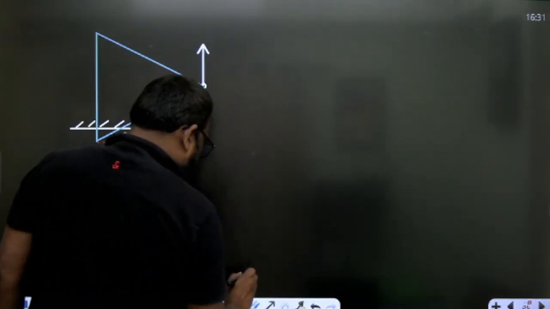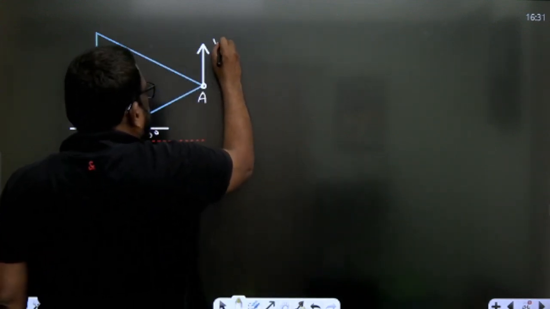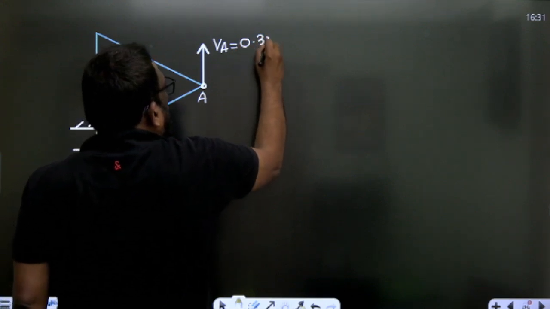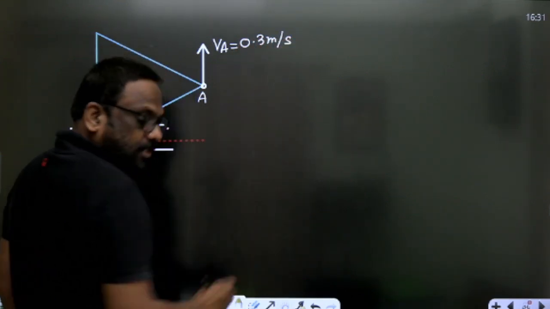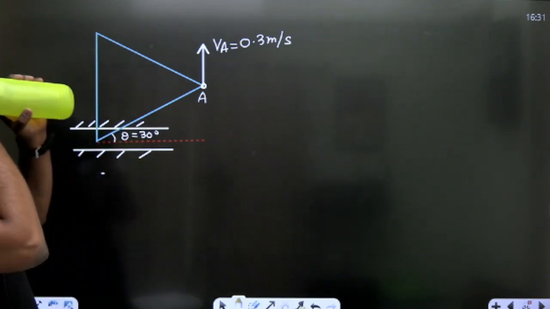So let me write this velocity as VA, and that is given as 0.3 meters per second. Is 0.3 correct? Let me check once. Yes, okay.